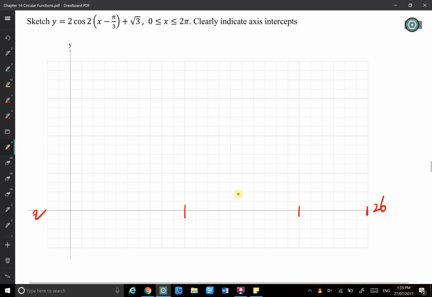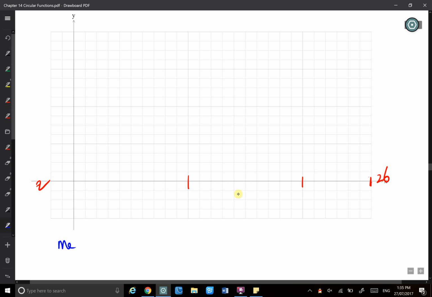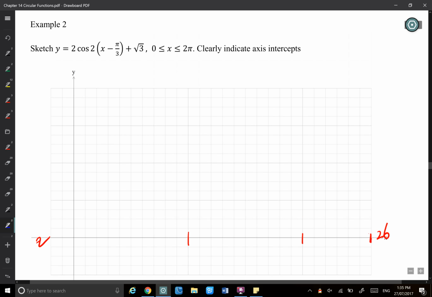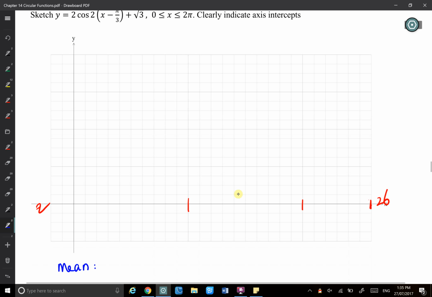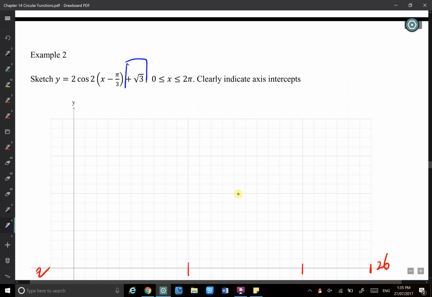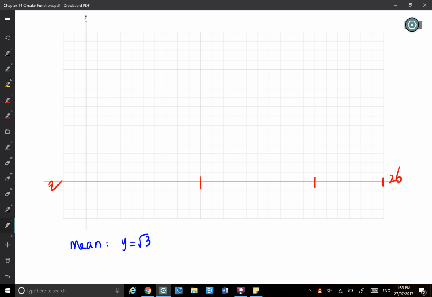What is the mean line? Like, what is the middle? Root 3 is the middle, because it's the number added after the sine. So I have y equals root 3. Approximately what is root 3 equivalent to? 1.7. 1.732 is the approximate value for root 3. So say 1.7.